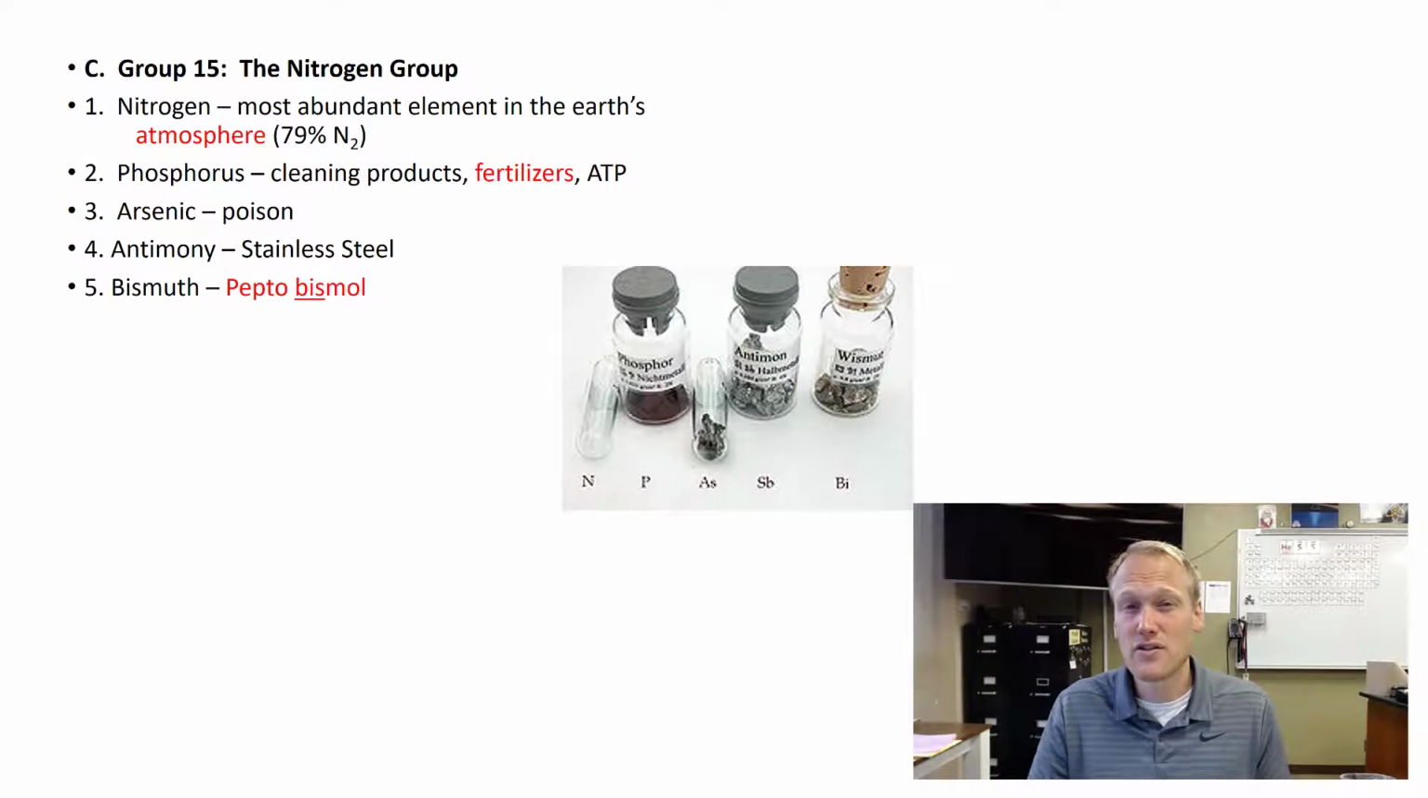Group 15 is the nitrogen group. It's also known as the nitrogens. Nitrogen is the most abundant element in our atmosphere, and it's super important for plants to grow and for us to build amino acids. Phosphorus, arsenic, antimony, and bismuth are all in this group.